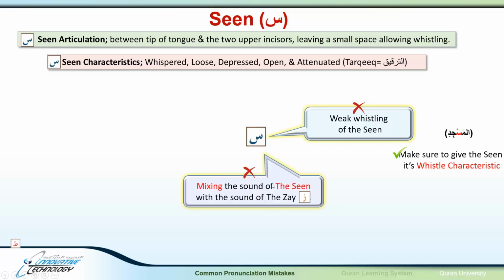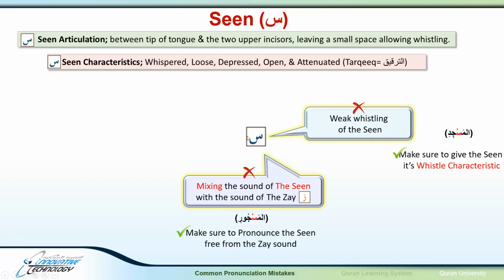Another example is mixing the sound of the sin with the sound of the zay. Example: المزجور, Al-mazjur. So instead of the sin, we pronounce it as a zay. And this is wrong. The proper way of pronouncing it is like this: مسجور, Masjur. You have to make sure to pronounce the sin free from the zay sound.